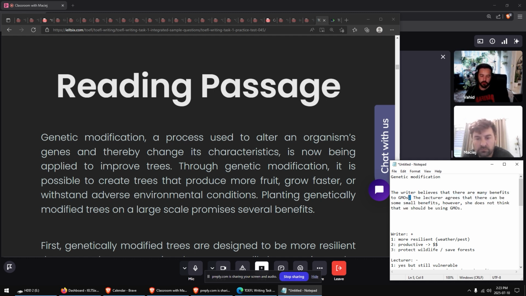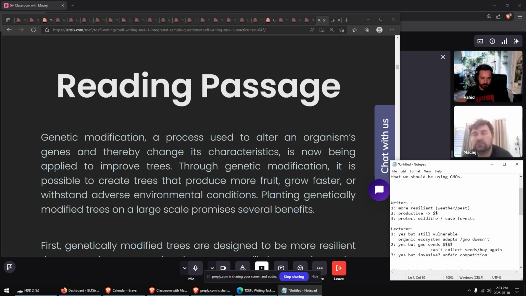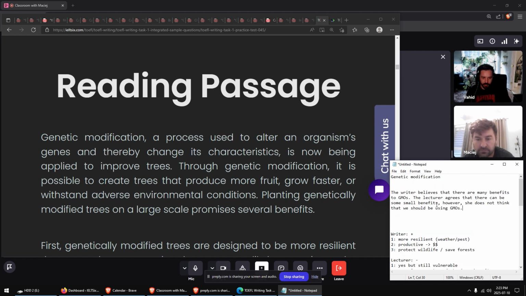The writer strongly believes in the benefits, and he thinks, of course, we should use them. Okay, so the writer believes that there are only or mostly benefits, and the lecturer says that okay, there are some benefits, but it's mostly negative. But mostly it's negative. Very nice. That's a good way of putting it. So the mostly and some are going to separate the strong side of each person's argument.